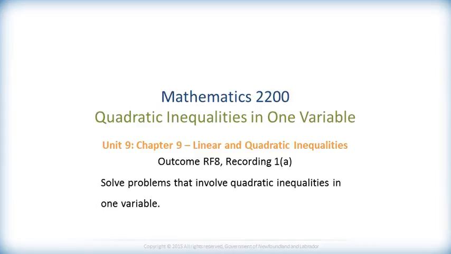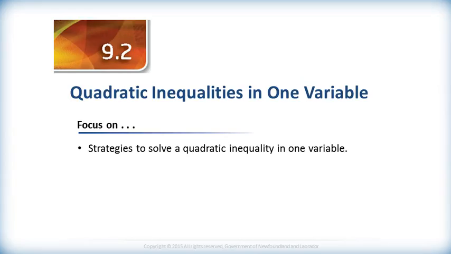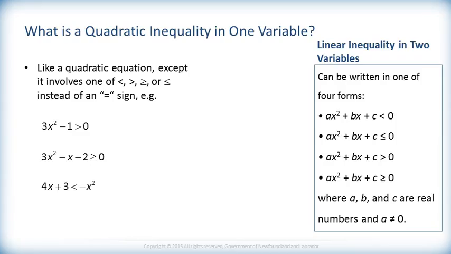Welcome to this recording on quadratic inequalities in one variable for Unit 9, Chapter 9 of Mathematics 2200. We'll be developing strategies to solve a quadratic inequality in one variable. A quadratic inequality in one variable is like a quadratic equation, except it has a greater than or other inequality symbol instead of the normal equal sign.